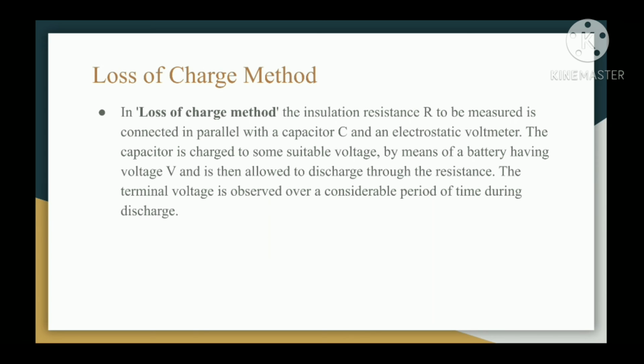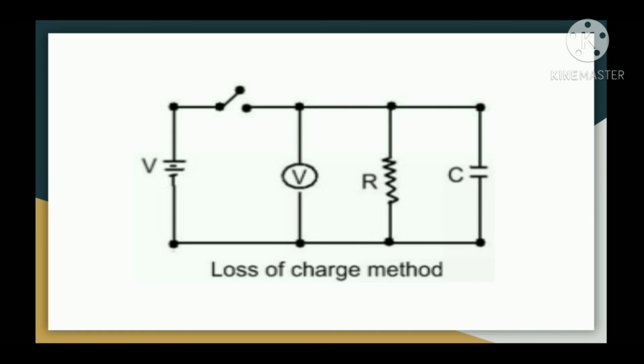Next method is loss of charge method. In loss of charge method, the insulation resistance R to be measured is connected in parallel with the capacitor C and an electrostatic voltmeter. The capacitor is charged to some suitable voltage by means of a battery having voltage V and is then allowed to discharge through the resistance. The terminal voltage is observed over a considerable period of time during discharge. So this is the diagram for loss of charge method.